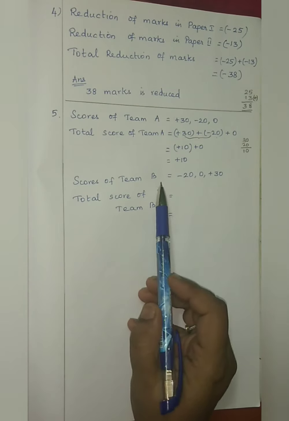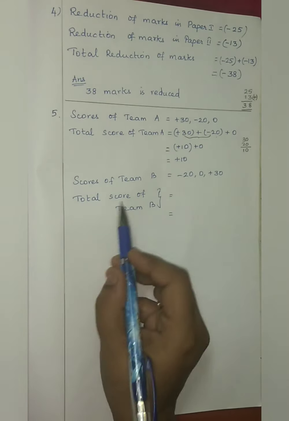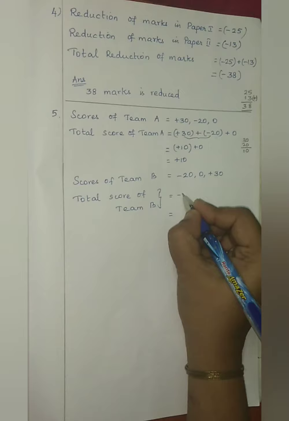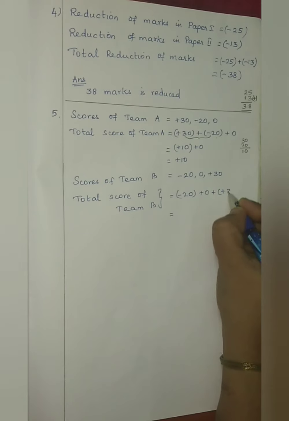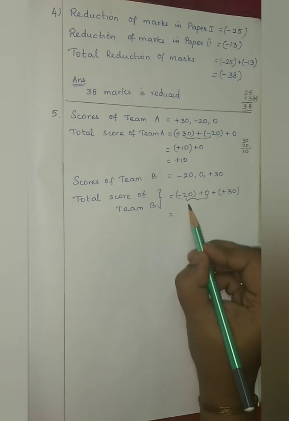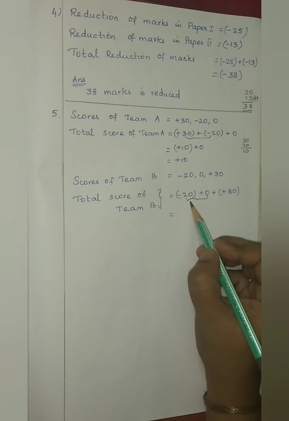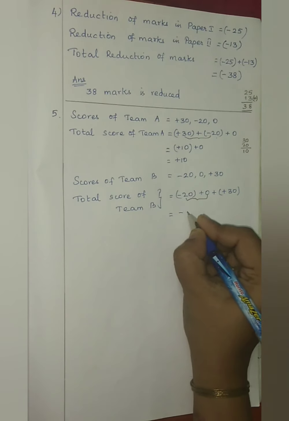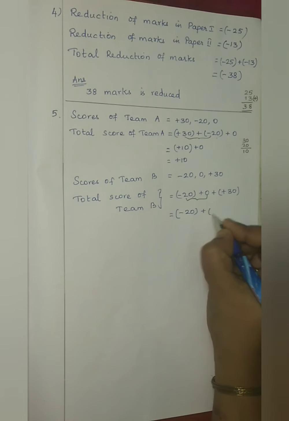So scores of Team B are given, they are minus 20, 0, plus 30. Let us find the total score of Team B. So we have to add the scores of Team B. Minus 20 plus 0 plus 30. First let us add the first two scores. Minus 20 plus 0. So we know that when we add 0 to any integer, we will get the same integer. So minus 20 plus 0 is equal to minus 20. Plus, write the third score, that is plus 30.